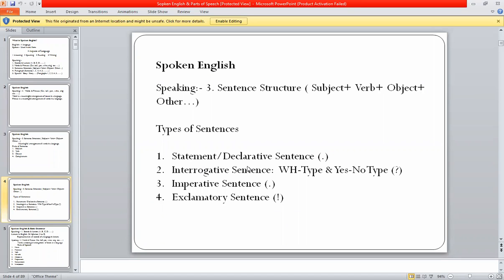म्हणजेच काय? विधानार्थी, okay. Then second one is what? Interrogative. Second type of statement sentence is interrogative. Interrogative means what? Prashnarthi. Okay. Interrogative means prashnarthi. So whatever the questions we ask, these questions come with either WH type of words, or yes no type of words.